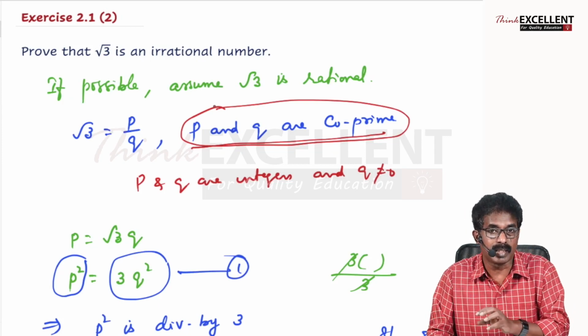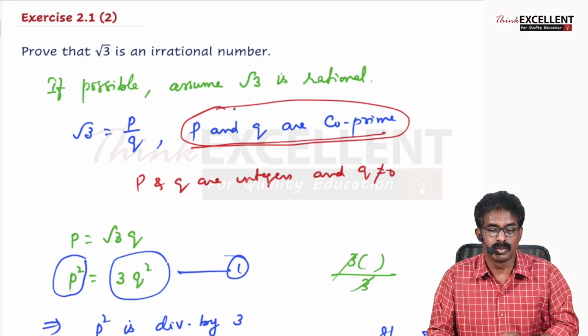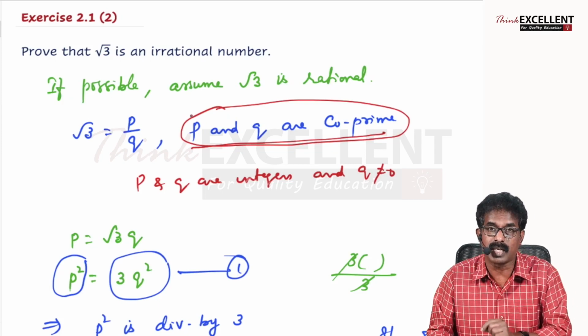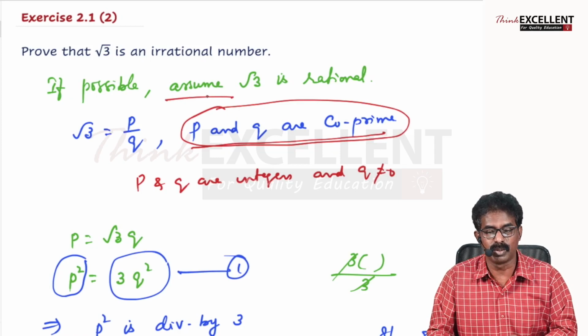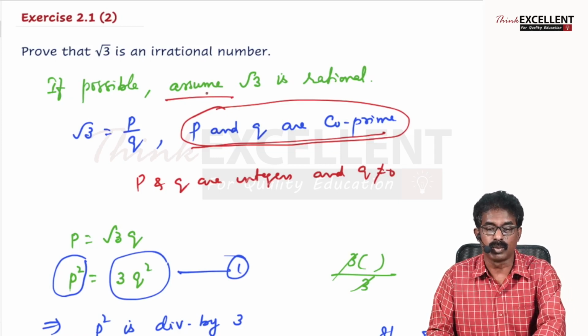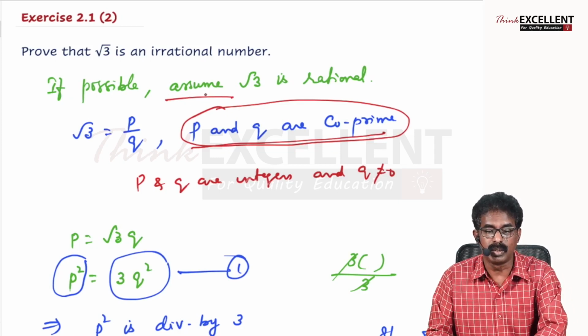So we arrived at some contradiction, right? So we cannot accept it. Why does this contradiction happen? Because of our wrong assumption. So our assumption is wrong. So root 2 is not rational. Root 3 is not rational. Root 3 is what? Irrational.